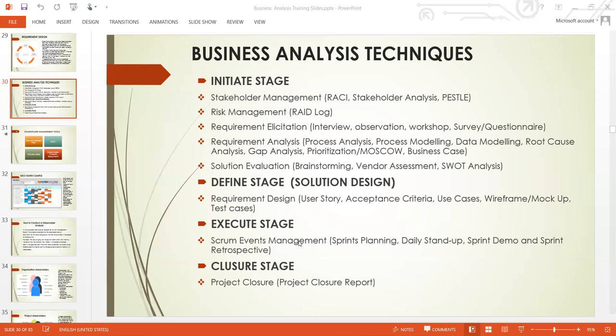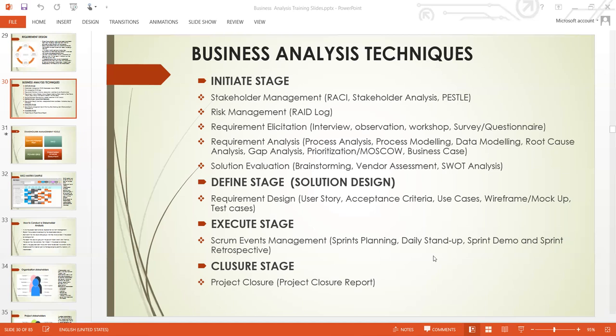we use Scrum event management. Here I use Scrum because we are going to use agile methodology. If we are planning to use waterfall, we can use waterfall to do that. But under agile methodology, we are going to use Scrum events because this is the most popular framework within the market now. So that's why we are going to use agile Scrum. And here we have sprint planning, daily stand-up, sprint demo, and the sprint retrospective.